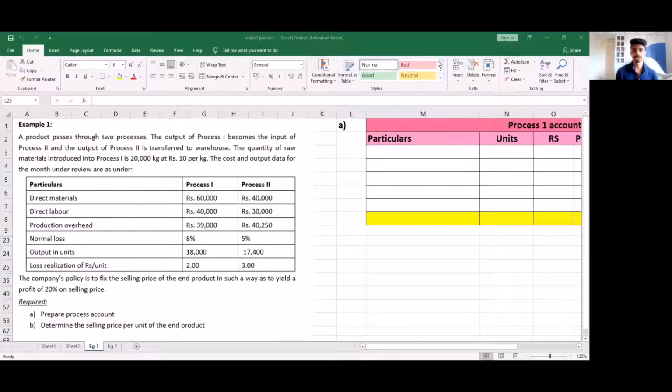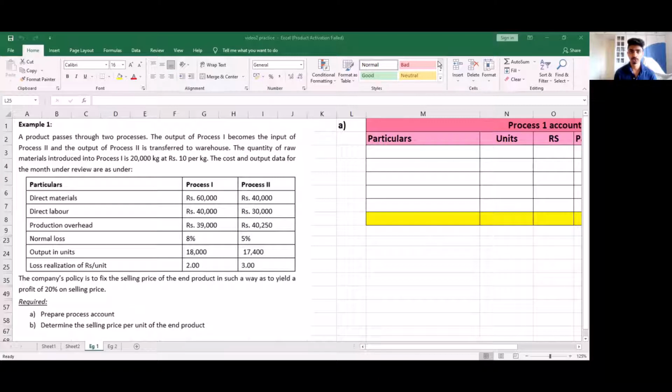This is our first question. So let's first read the question. Example 1: a product passes through two processes. The output of process 1 becomes the input of process 2, and the output of process 2 is transferred to the warehouse. The quantity of raw materials introduced into process 1 is 20,000 kgs at rupees 10 per kg. The cost and output data for the month under review are as under.